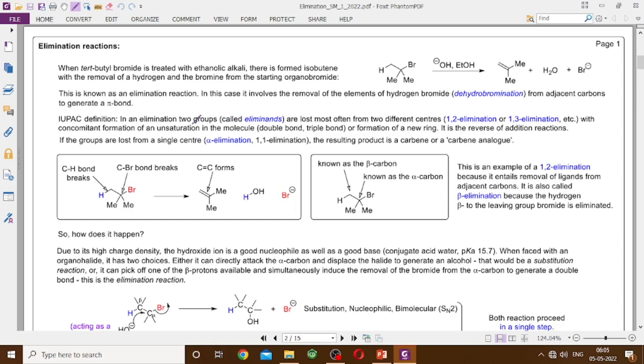অর্থাৎ দুটো গ্রুপ নন অ্যাডজেসেন্ট সেন্টার থেকে পাশাপাশি সেন্টার থেকে বা 1-3 রিলেশনশিপের সেন্টার থেকে they will be lost, leading to the formation of either a carbon-carbon double bond or triple bond or formation of a ring. This is the reverse of an addition reaction.